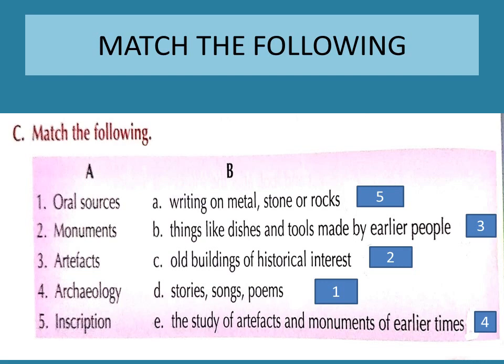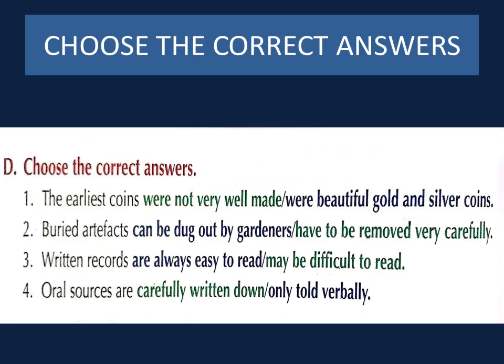Okay. Number 4. Archaeology. What will be the match for this? Number E. The study of artifacts and monuments of earlier times. So you will write down 4 beside this. And the last one is inscription. You will write down A will be the match for it. So you will write down 5 beside A. That is writing on metal, stone or rocks. Clear? Let us move to the next one.